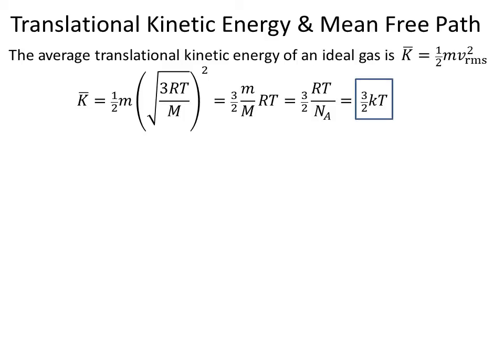And then if we define R over N to be a new constant, we have that the average K is equal to 3/2 kT. So the average translational energy is equal to something which depends only on the temperature.